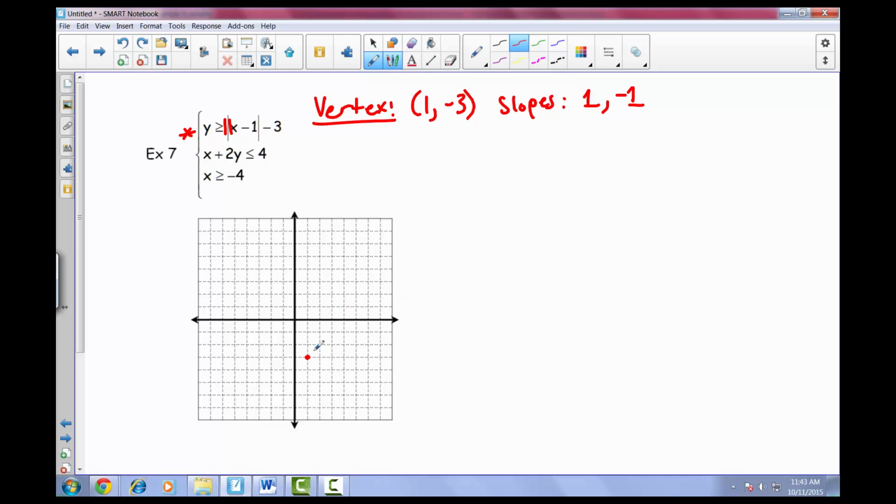Now, from that vertex, we should see a V opening upwards because our a value is positive here. So we should have a V with a slope of 1 and -1, but it's opening upwards. So something like this. Also recognizing that it is in fact a solid line because we have that bar underneath indicating a solid line, we should see an image that does something like this.